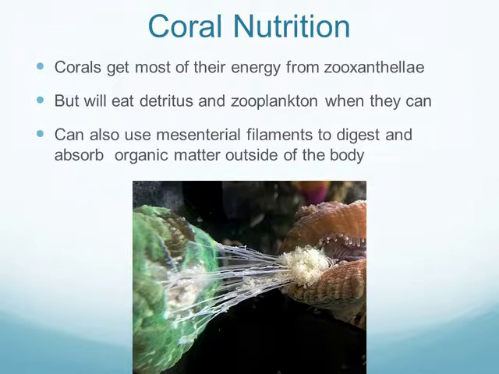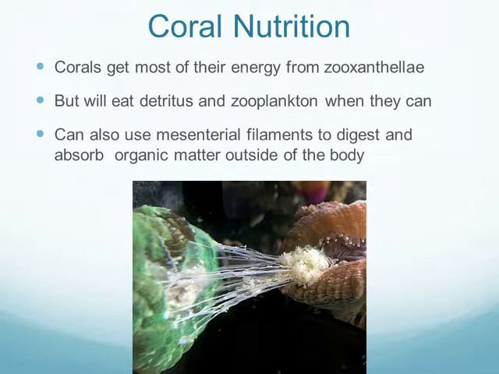The polyp does eat detritus or anything that floats by its tentacles, detritus and zooplankton. So pretty much anything it can get its tentacles on, it will eat. But this is typically not the primary way it gets nutrition, but it can as a byproduct, and I will show you a video of this later on.